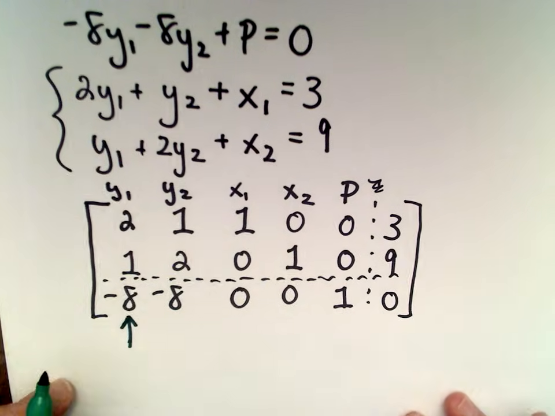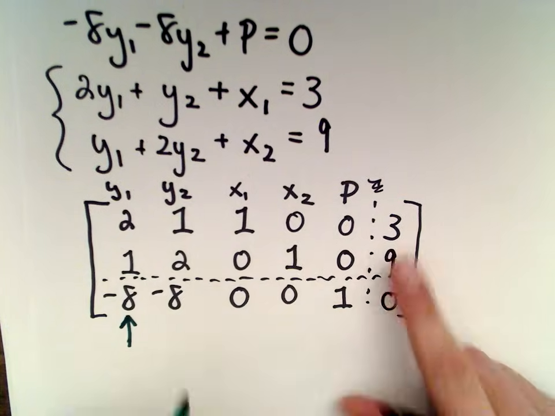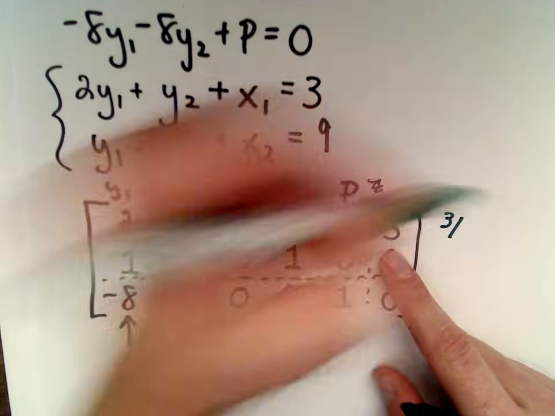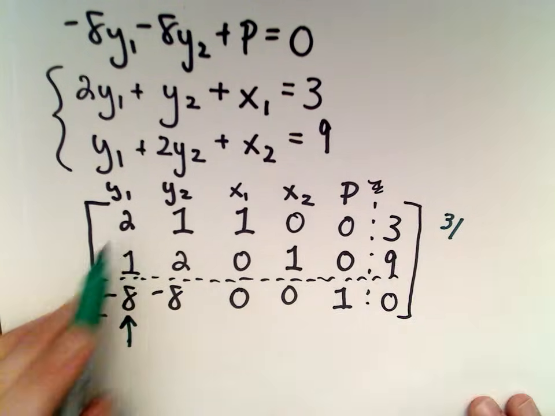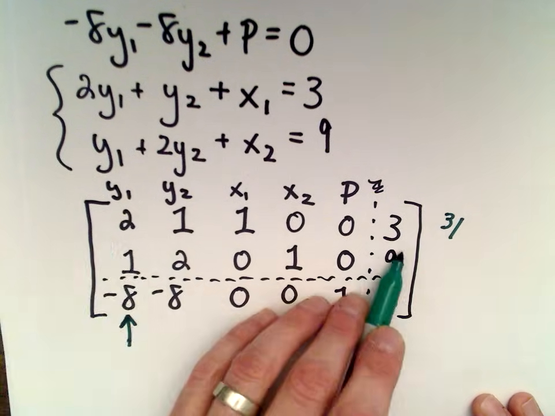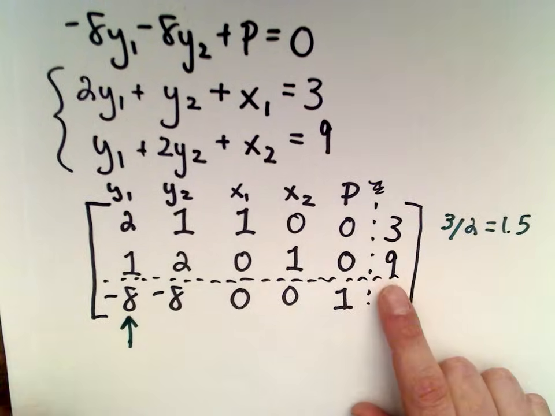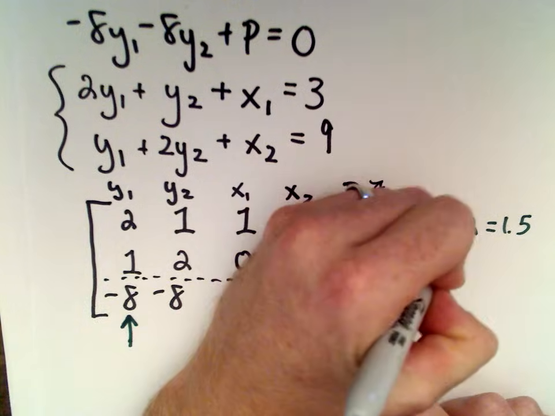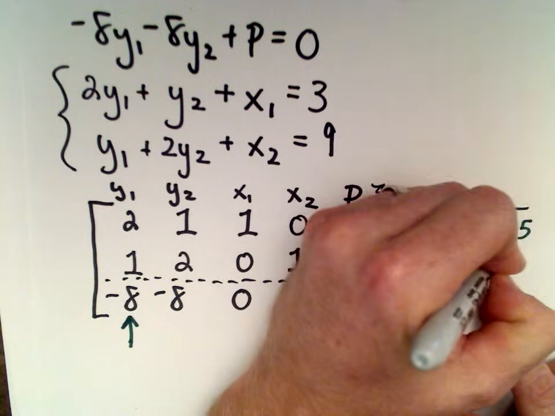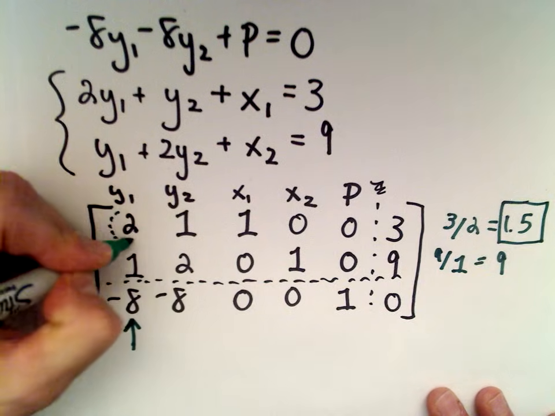Now we have to do a little competition here. We have to take the constant, recall, over here on the far right side, which is 3. We have to divide it by the coefficient of y sub 1 in that column. So in this case we would have 3 divided by 2, which is just 1.5. And then we would also take 9 and divide that by 1, which gives us 9. Again, we take the smaller value, so 1.5 is certainly smaller. That's going to be my pivot element.